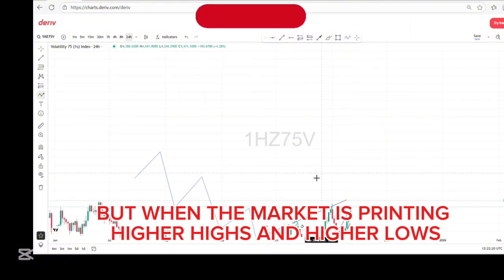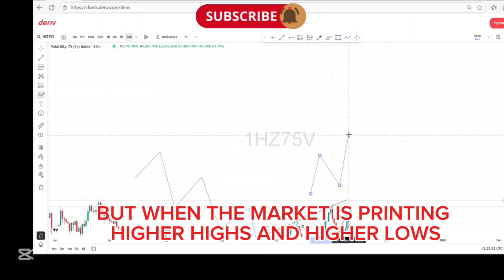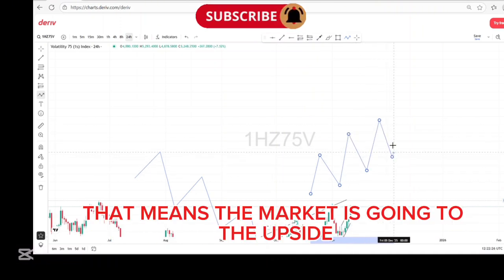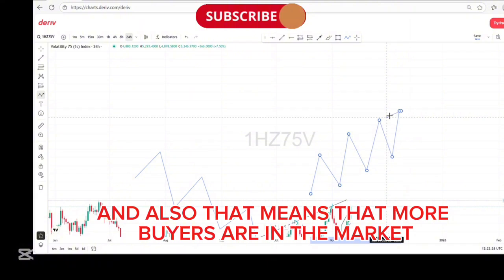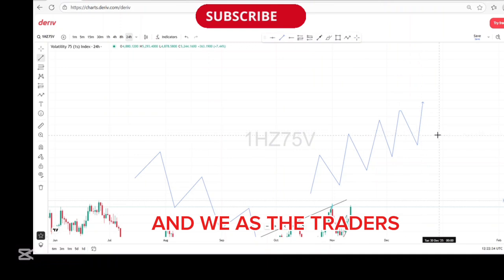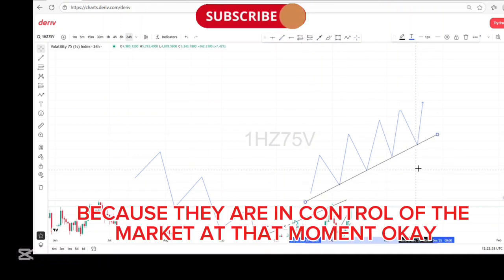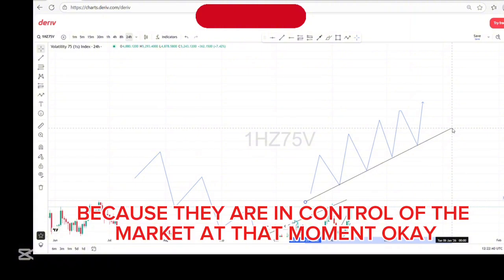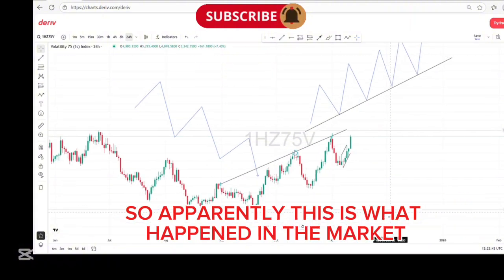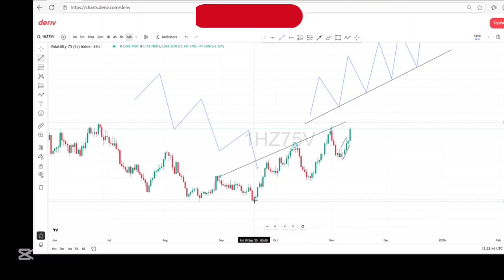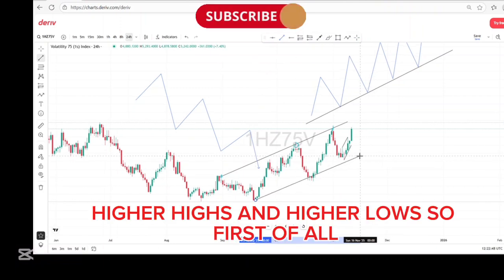But when the market is printing higher highs and higher lows, just like what we saw in this market, that means the market is going to the upside, and also that more buyers are in the market, and we as traders would be looking to join the buyers at that point because they are in control of the market at that moment. Okay, so apparently this is what happened in the market: higher highs and higher lows.